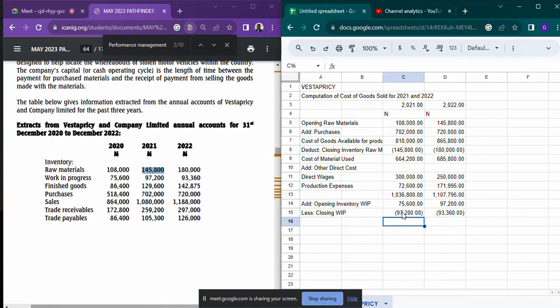Are we together? Yes. So we have total production cost. That will be this plus this minus 97,200, right? Yes. Then do we have finished goods?